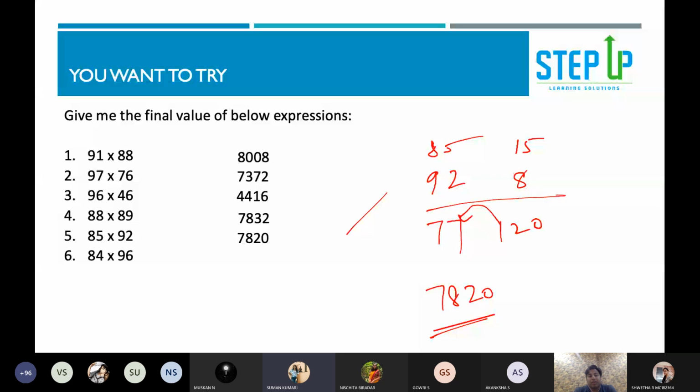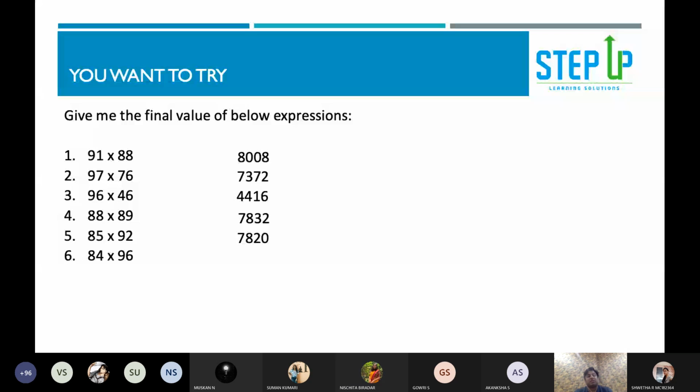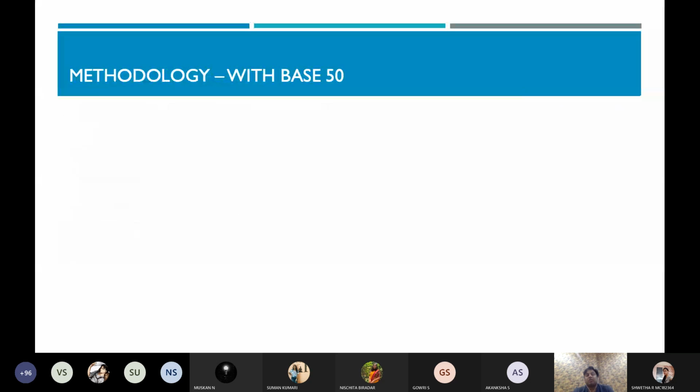Okay. Thank you, sir. 84 multiplied by 96. 8064. Yes. So those numbers where you don't have to carry forward can be solved very fast. So the thing that we have done is we have taken base 100, right?